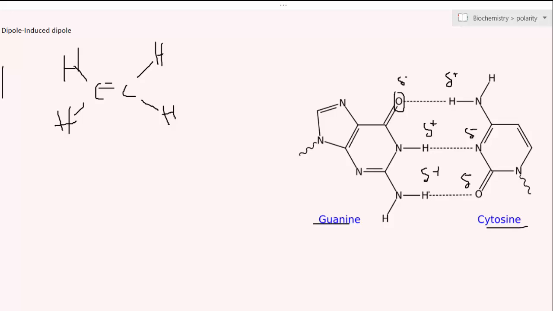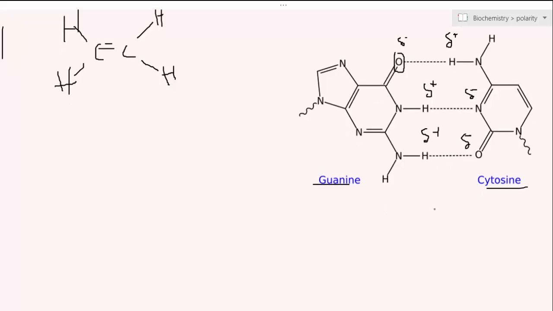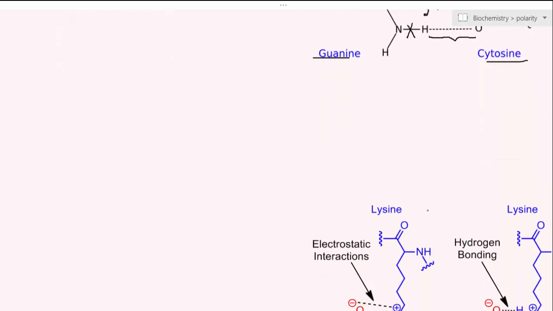Just make sure that the hydrogen is bonded to N, O, or F, and it is close to an N, O, or F, and a hydrogen bond will happen. Just keep in mind that the hydrogen bond is between them. This is not the hydrogen bond, this is a covalent bond. This is the hydrogen bond.